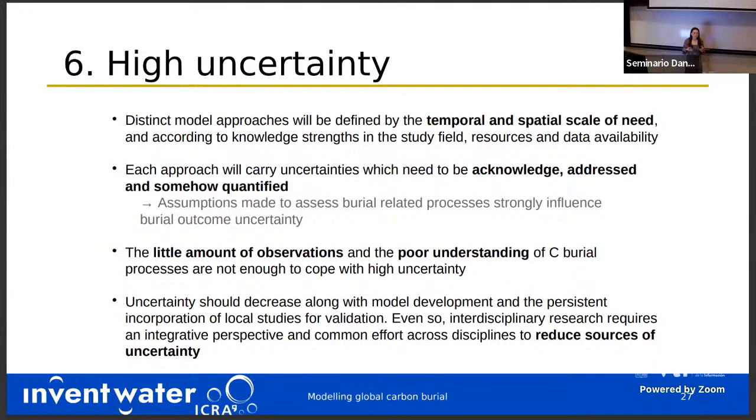So uncertainty should decrease with time because we are developing models, and we are every time incorporating more and more data to our data set. But even so, we need an interdisciplinary integration that will reduce the sources.